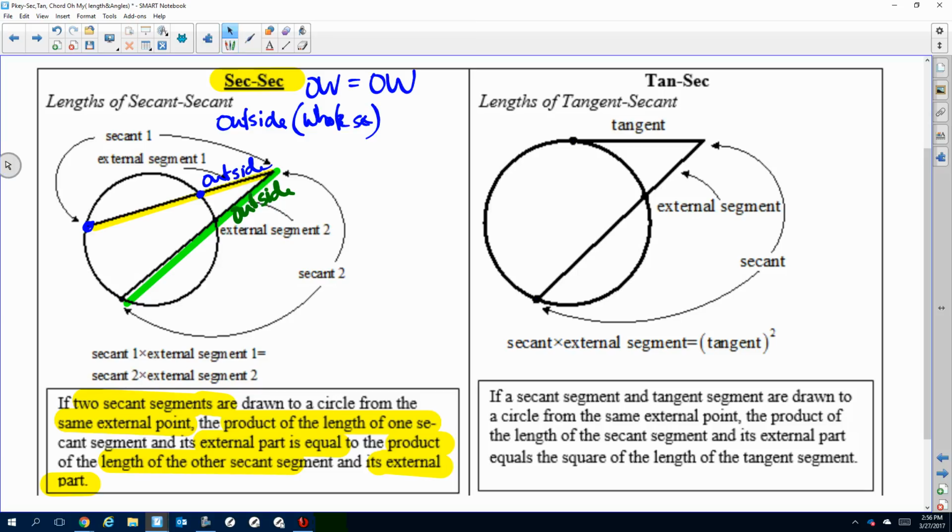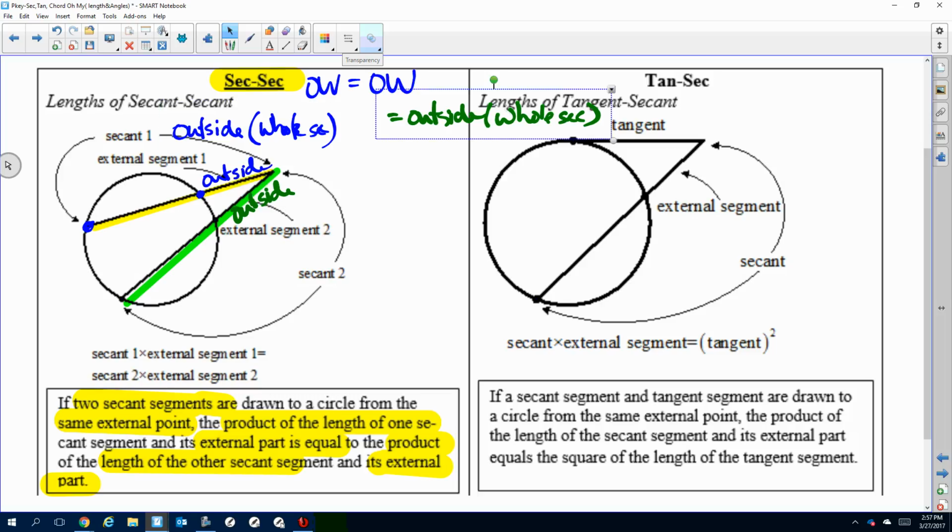That product is going to equal the other outside times the whole secant. Alright, so it's outside times the whole secant is equal to the outside times the whole of the second secant. The key to this is knowing to do that relationship whenever you see two secants.